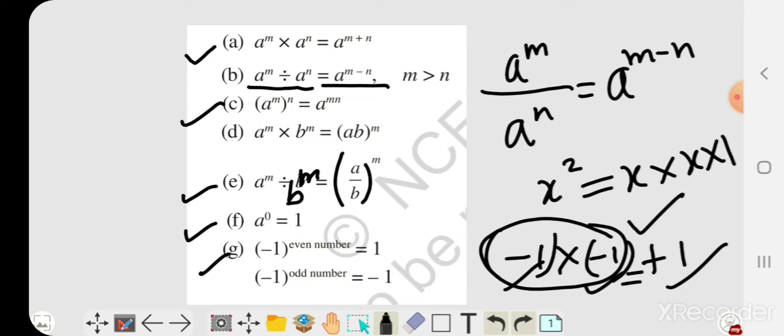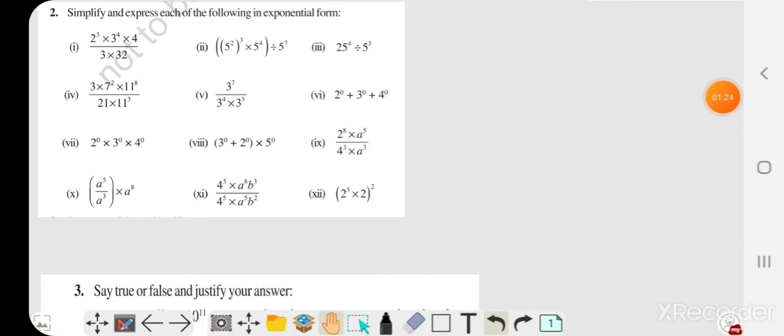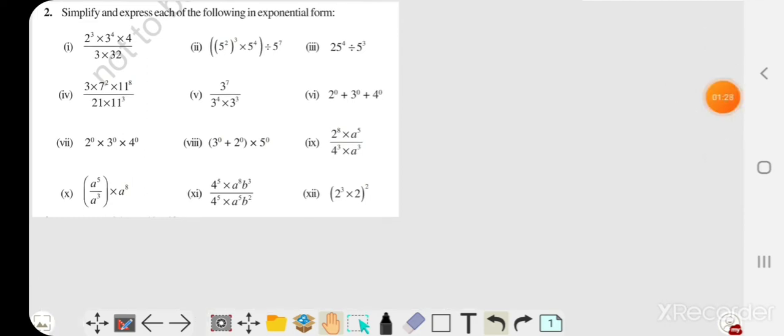Now move to questions. Question number 1 is already done yesterday. Now it's time for question number 2. Here read the question. Simplify and express each of the following in exponential form. These are given in that way and we have to apply a suitable identity here to write it in a compact manner.